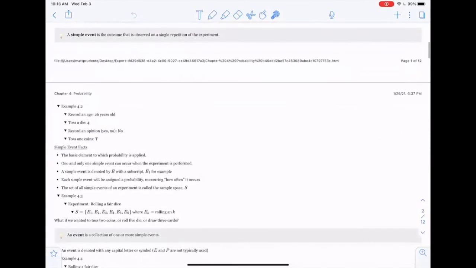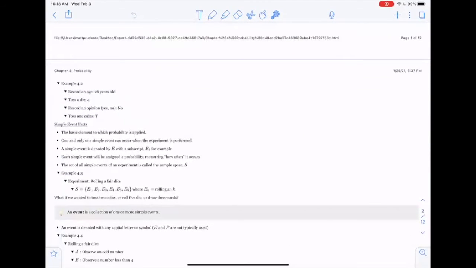And so some simple event facts we get are, these are the basic elements to which all of probability is applied. That's what simple events are. These are the basic fundamental building blocks. One and only one simple event can occur when an experiment is performed, right? They're called simple because all these outcomes are broken down into their fundamental simple parts. So if we're rolling a die, rolling a 1, rolling a 2, a 3, or so on, those are the simple events.